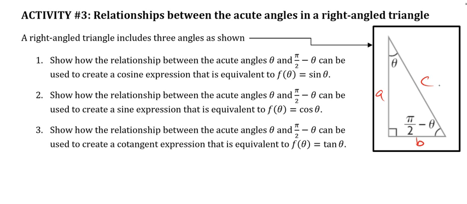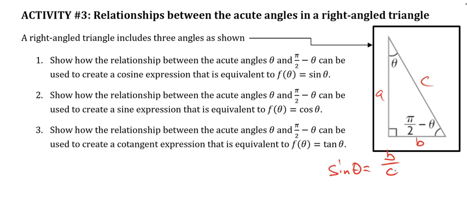I also said, okay, can you now write sine theta equals what? So somebody help me out. Which in this case is B over C. So if there was a group that didn't get to activity 3, the next step is write another thing that's equal to B over C.